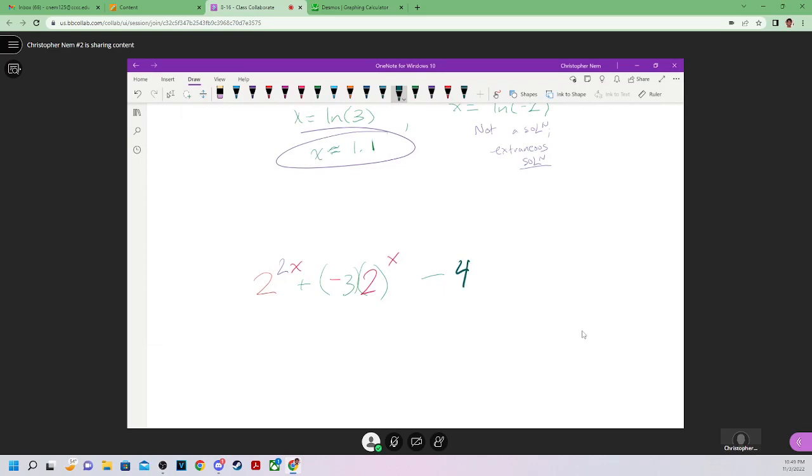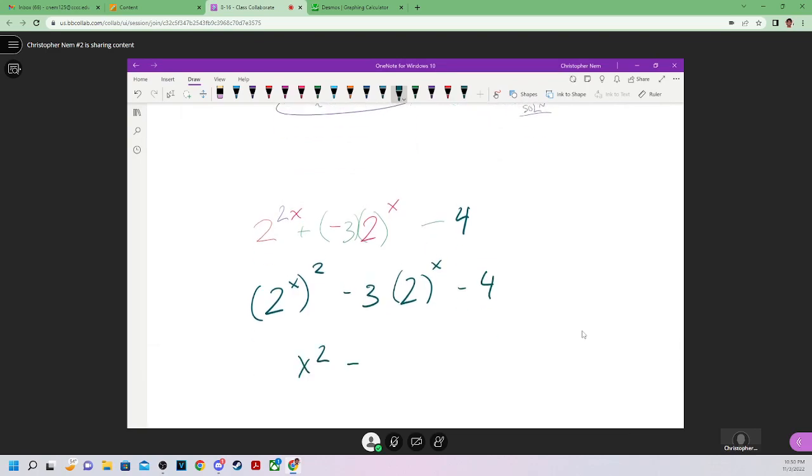If I were to ask you this, you would have to know that you set each of them as 2 raised to the x squared, and then minus 3 times 2 to the x, minus 4. And then this is the same thing as saying x squared minus 3x minus 4. And you can solve that. The factors are negative 4 and positive 1. You can work with it. Just because it has different bases does not mean we cannot work with it. You need to be able to know how to solve these problems.